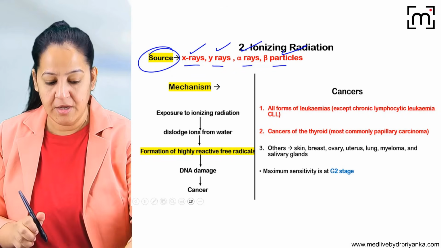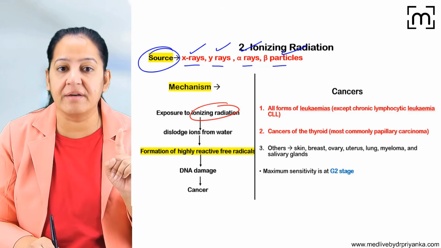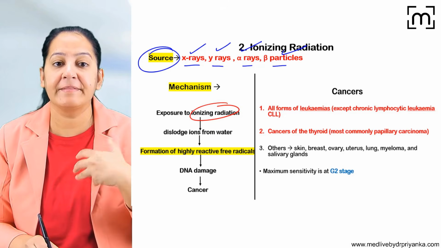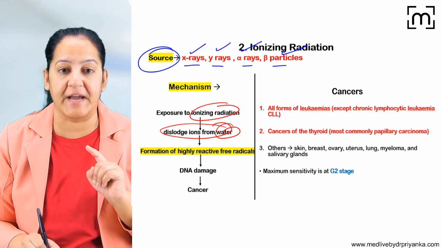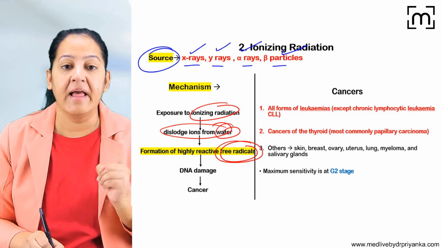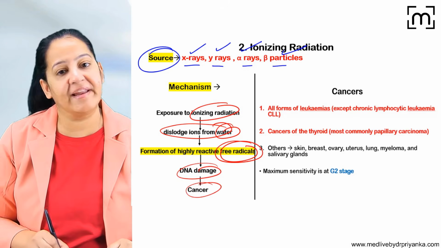So I hope you got it. Here the ionizing radiation which is falling on the cell is dislodging the water present in the cytoplasm and forming the free radicals. And free radicals are causing the mutation and leading to cancer.